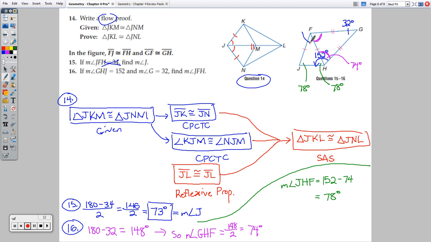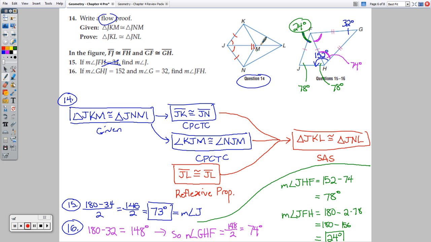So left over for this angle right here, we would have that the measure of angle JFH would equal 180 minus, we could just say 2 times 78. And 2 times 78, that's 156. And so that leaves us with 24 degrees right there for the measure of JFH.